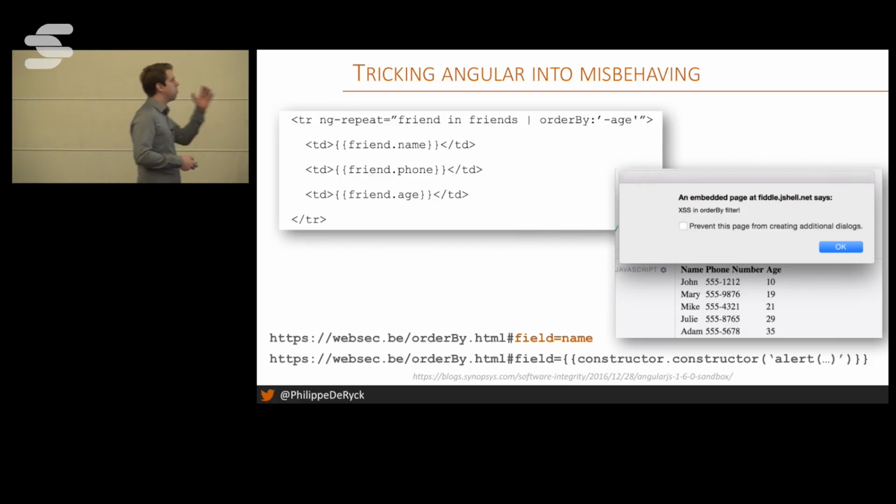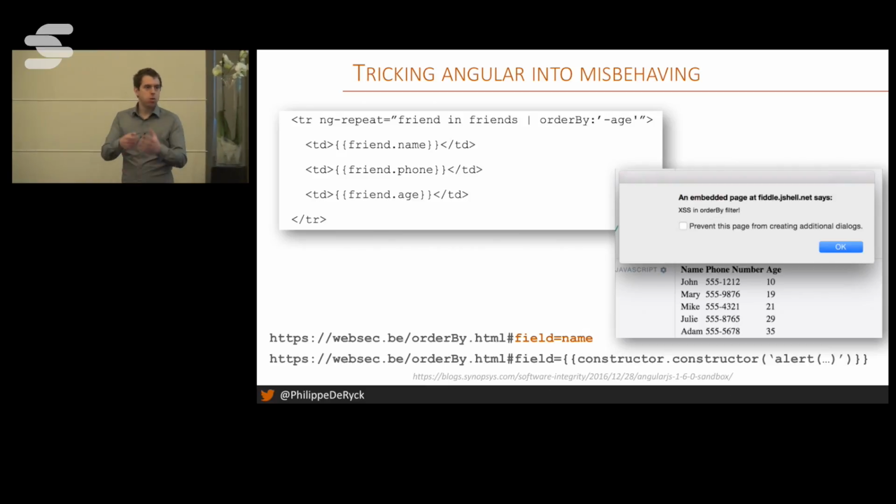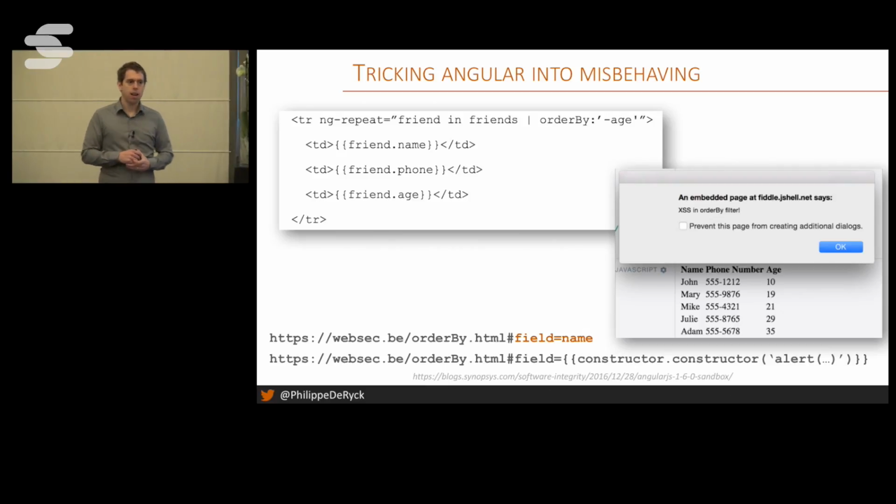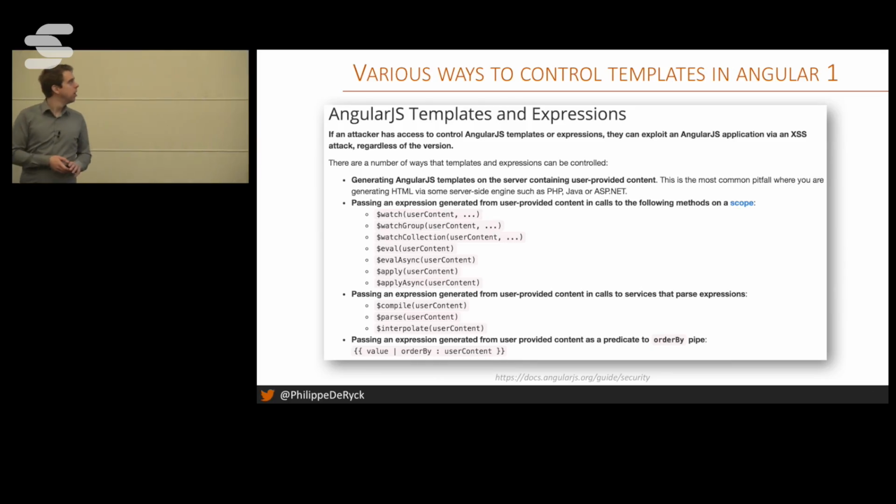And this is a problem. Why is this a problem? Because you're putting untrusted data into a part of the application which will be compiled by Angular. It will be processed by Angular, and Angular doesn't know that it shouldn't be executing this. Well, there are plenty of ways to do this.